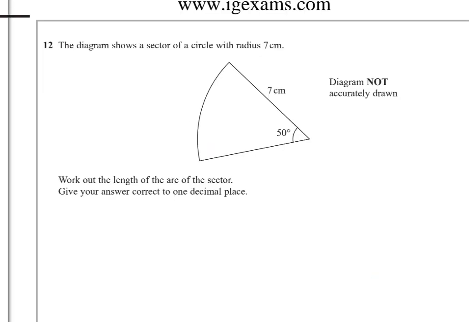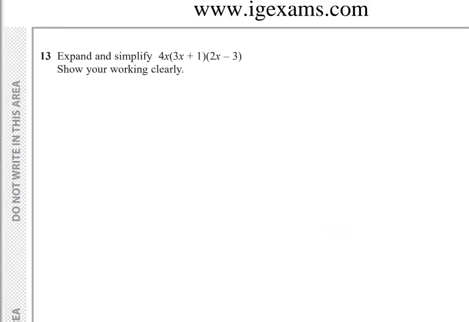Number 12. The diagram shows a sector of a circle with radius 7. Work out the length of the arc of the sector. Give your answer correct to 1 decimal place. The length of the arc is the angle, which is 50 over 360 times 2 by pi r, equals 6.1 to 1 decimal place.